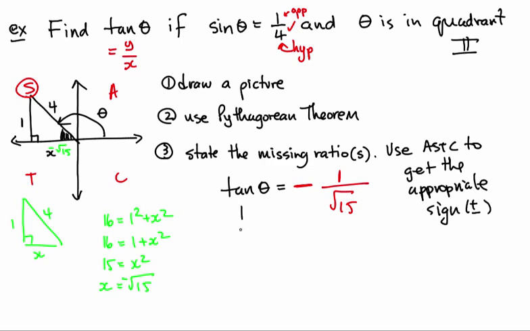Now you could simplify this a little bit. Tan theta could be equal to, and if you don't want root 15 on the bottom, you can multiply the top and bottom by the conjugate, and you'll end up getting negative root 15 over 15. That's a perfectly acceptable answer as well.